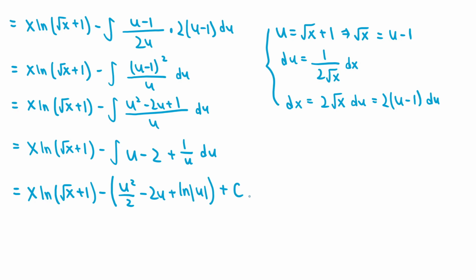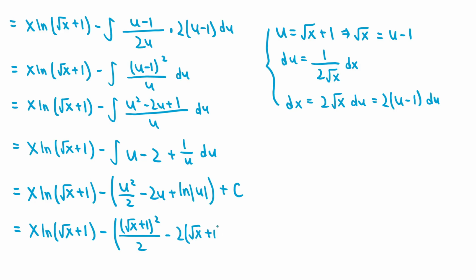We originally substituted u equals square root of x plus 1, so the first part of the expression stays the same, and then this is followed by minus parentheses (square root of x plus 1) all squared all over 2 minus 2 times square root of x plus 1 plus ln of the absolute value of the square root of x plus 1 plus c.